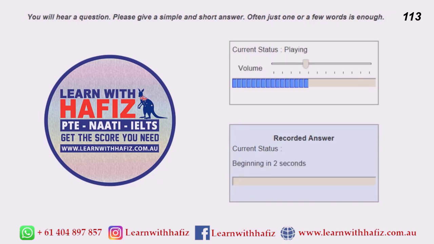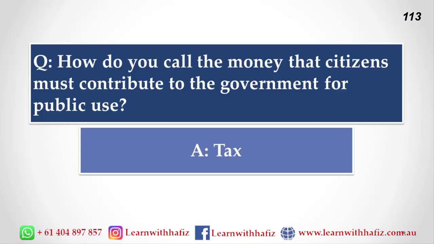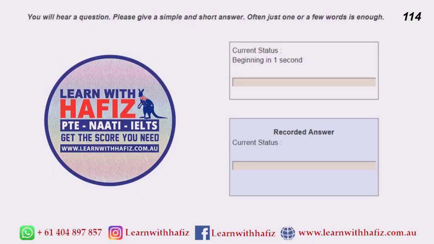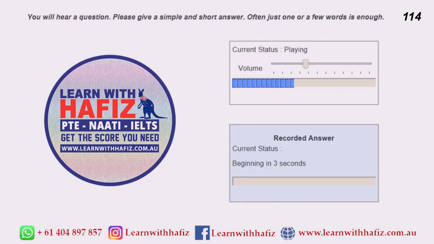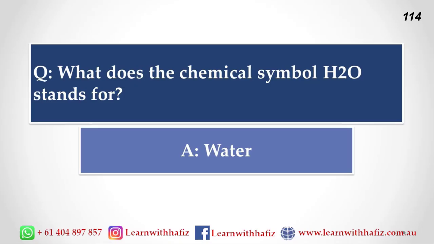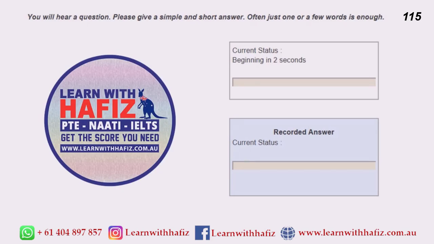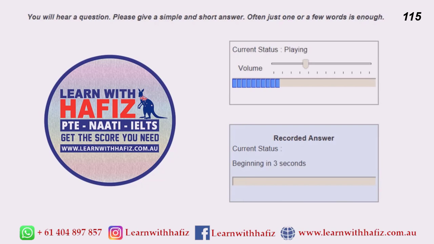How do you call the money that citizens must contribute to the government for public use? Correct answer is. What does the chemical symbol H2O stands for? Correct answer is. If a car is not stopping, what it is doing?